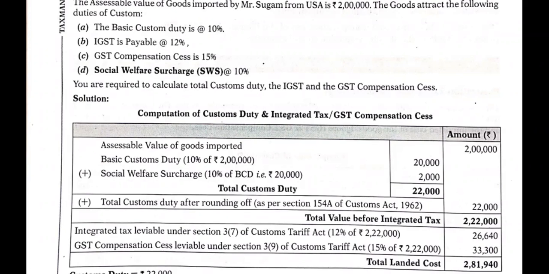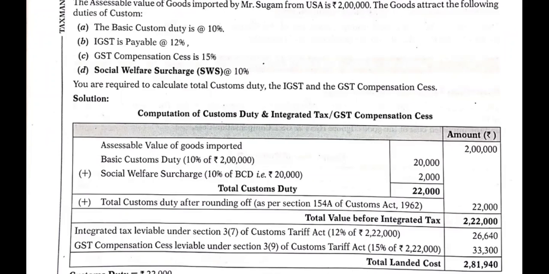So 2 lakh plus 22,000, we will get 2 lakh 22,000. That is total value before integrated tax. Next is integrated tax leviable under Section 3, subsection 7 of the Customs Tariff Act. That is 2 lakh 22,000 at 12%. It is 26,640 rupees. Now in this amount, we need to add GST compensation cess. So how do we add it? They told us that 15% is GST compensation cess. Now total value before integrated tax is 2,22,000.